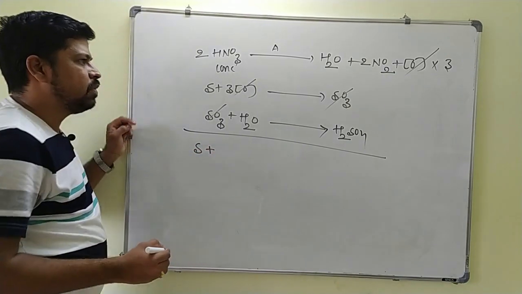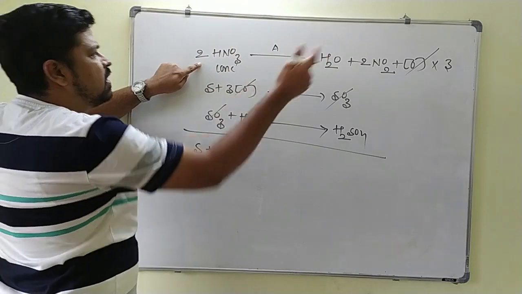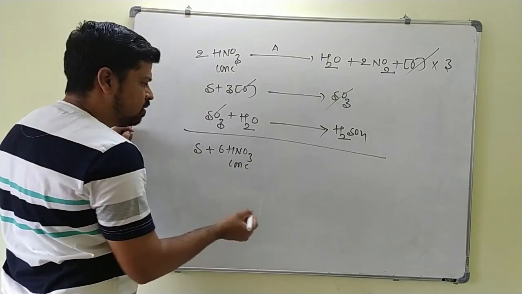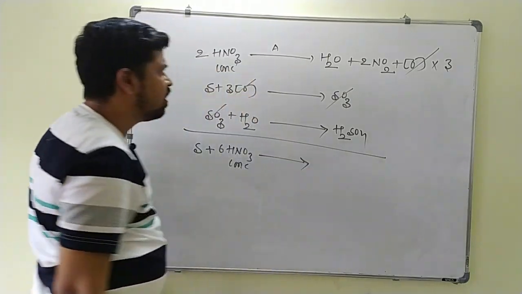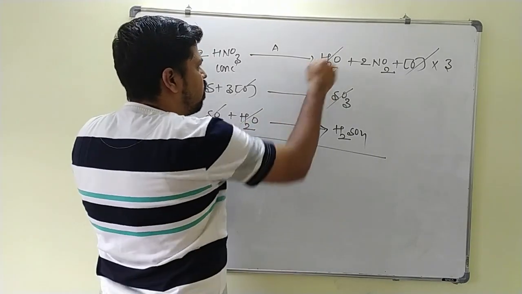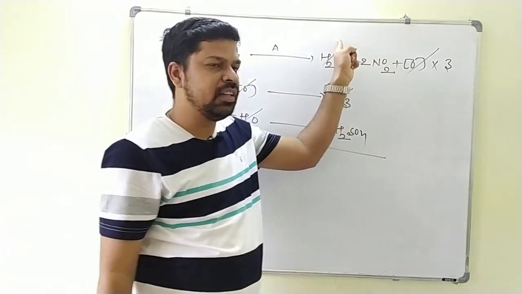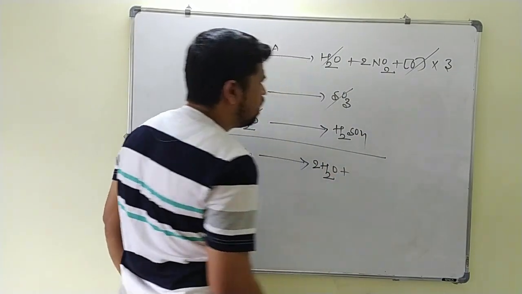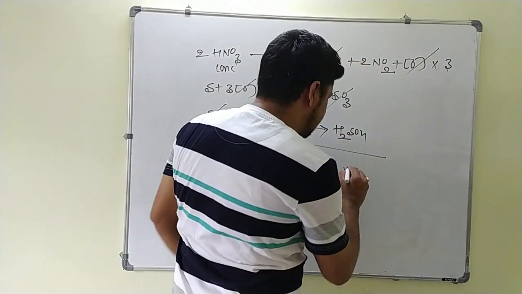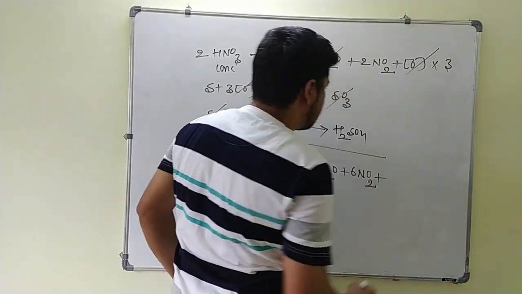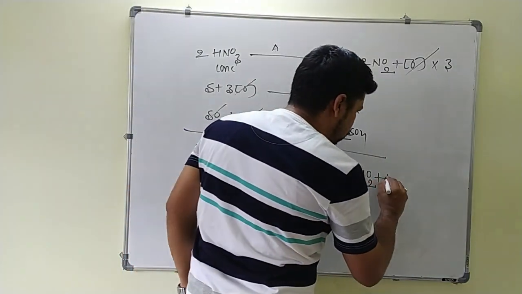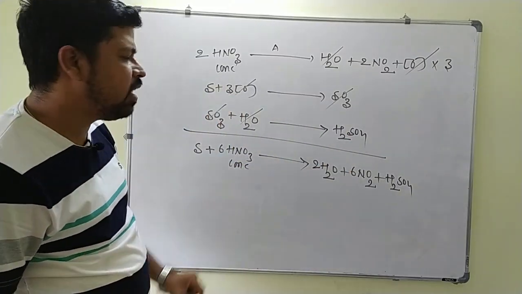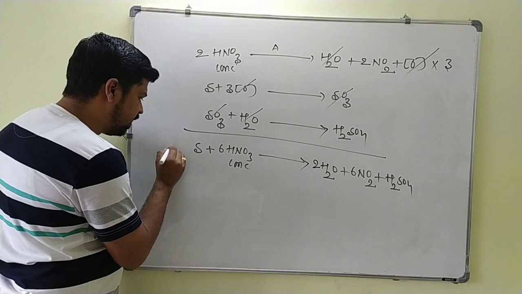Sulfur combines with how many moles of HNO3 here? 3 to the 6, it is 6 times concentrated HNO3, giving water molecules. 1 water molecule gets cancelled. Actually here 3 water molecules are there, so this side 2 water molecules are remaining. That I will write, 2 water molecules remaining here. Next 3 to the 6, 6 moles of NO2 plus what is the main product here? H2SO4. This is how sulfur is oxidized to sulfuric acid by the concentrated HNO3.